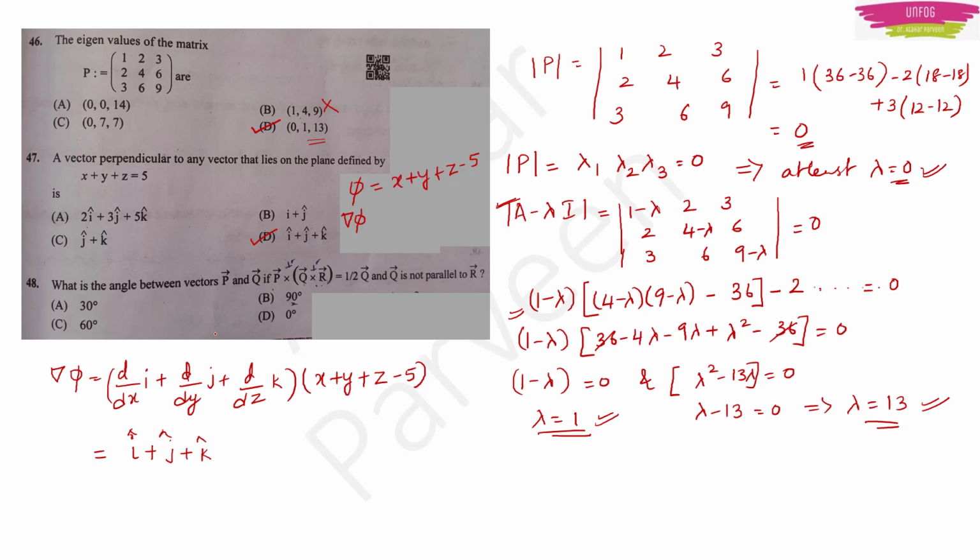48. What is the angle between vectors p and q if p cross q cross r is equal to half q and q is not parallel to r? Now when it says that q is not parallel to r, only then I say that option D is wrong because it is not parallel, right? So 0 degree will not be possible. But when I see these vector products, I feel that it should be 90 degree because vector products mean the vectors are perpendicular to each other. So option D should be the right answer.